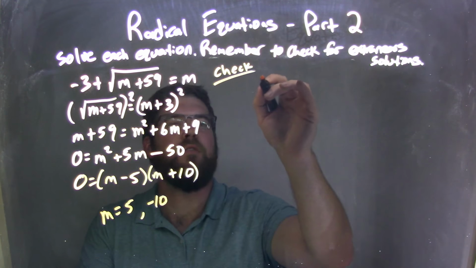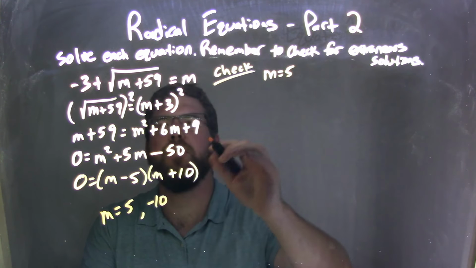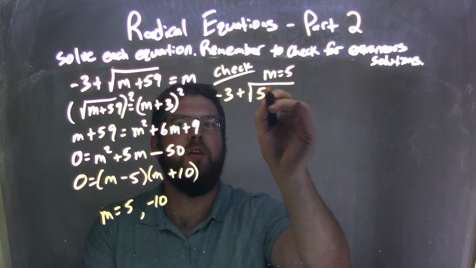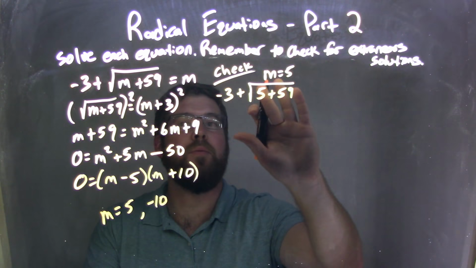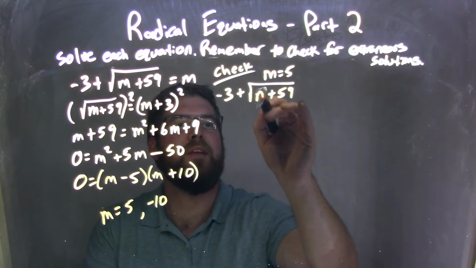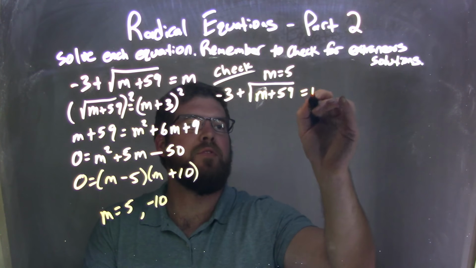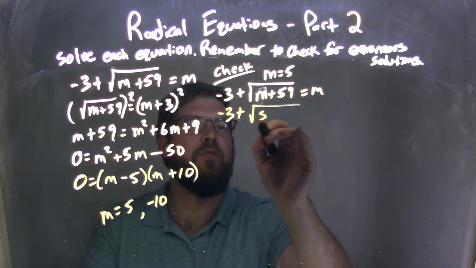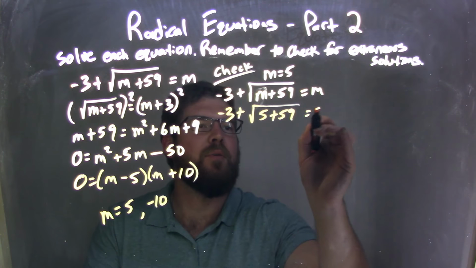Check both of them. So the first one, m equals 5. Let's do that first. We plug into our original equation, negative 3 plus the square root of m plus 59 equals m. Whoops, not substituting yet. Getting ahead of myself. That's the next step. Now I'm going to substitute 5 in for m. Negative 3 plus square root of 5 plus 59 equals 5.